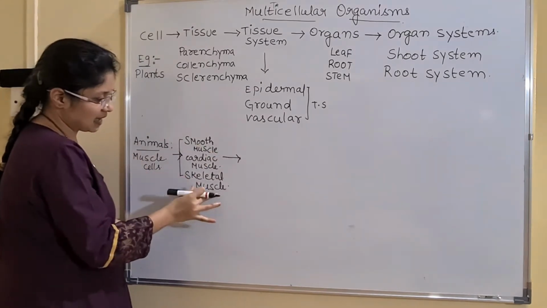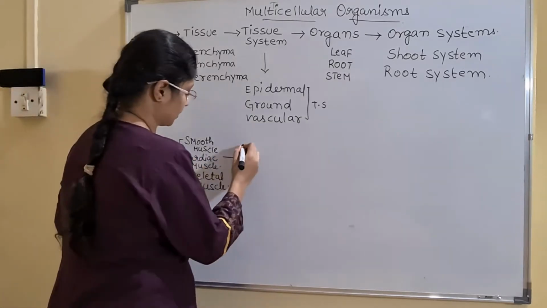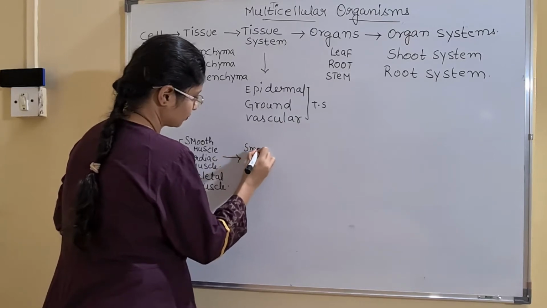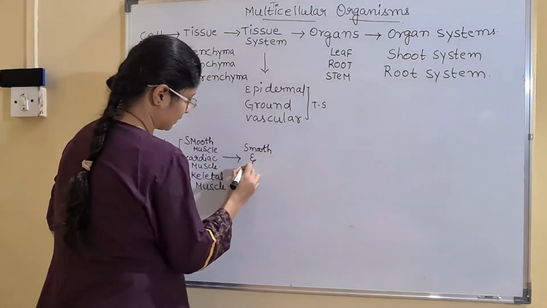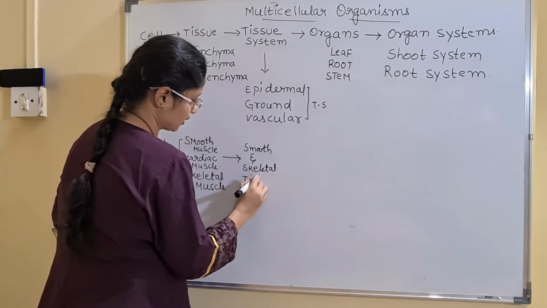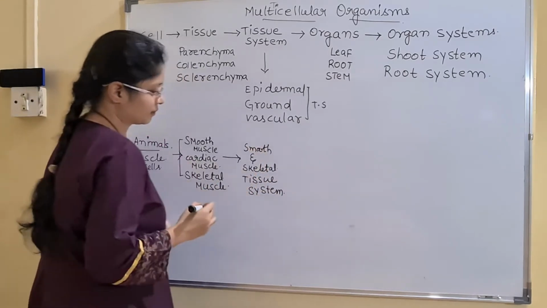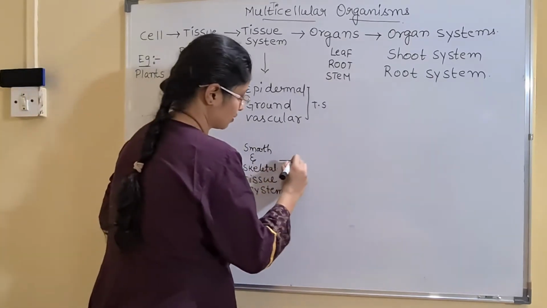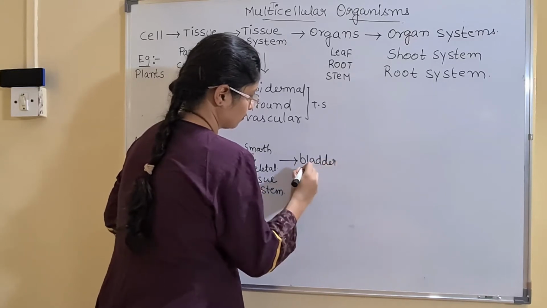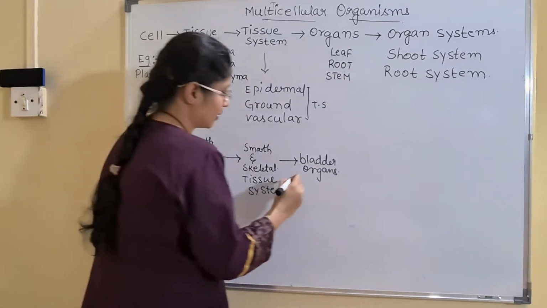Here smooth muscle as well as skeletal muscle, they gather together to form the tissue system. Smooth and skeletal muscle tissue system, they will be forming bladder organs. What are bladder organs? Kidneys.